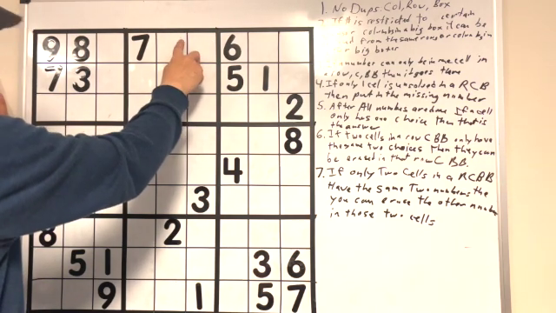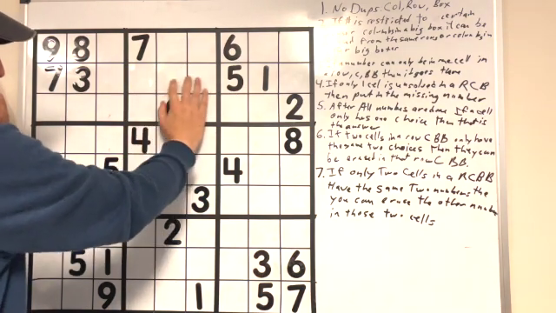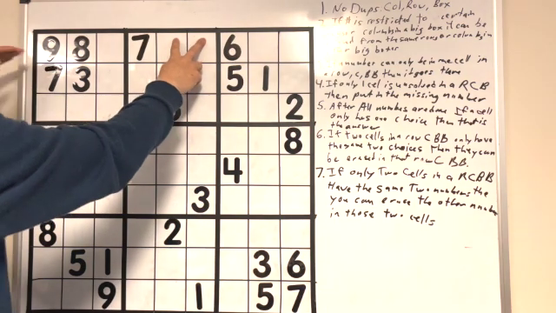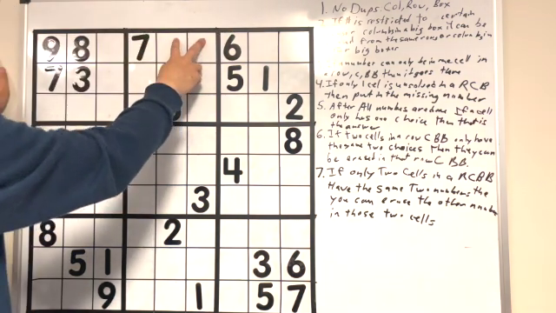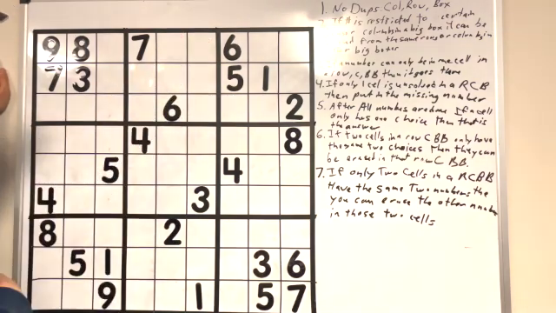1, 2, 1, 2. Therefore, we can get rid of all the 1, 2's in the rest of this big box, because we know 1, 2 is going to be here and here. And we can get rid of all the 1, 2's in this top row, because we know 1 and 2 are going to be here or here. Good.